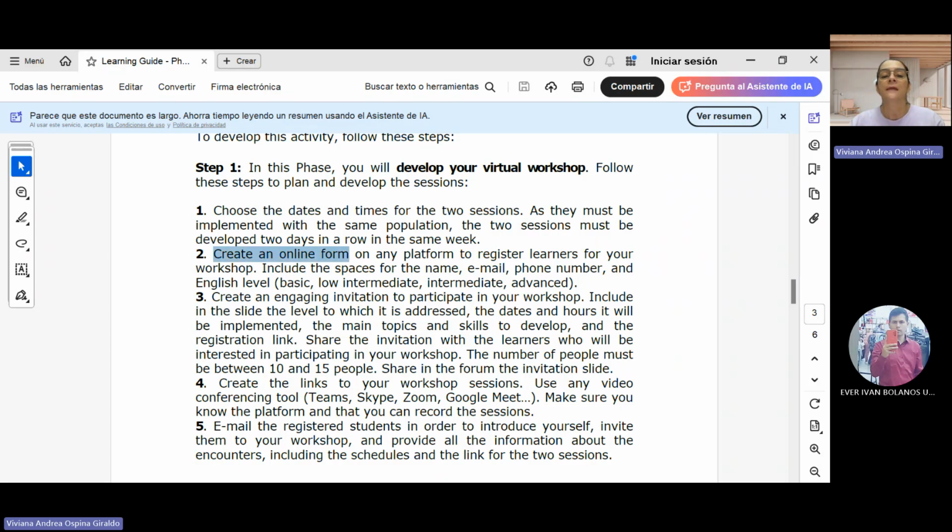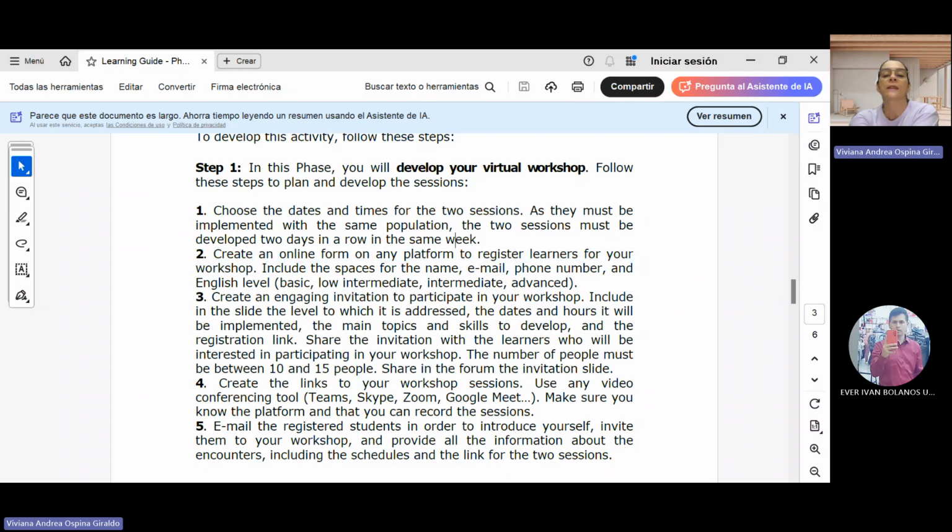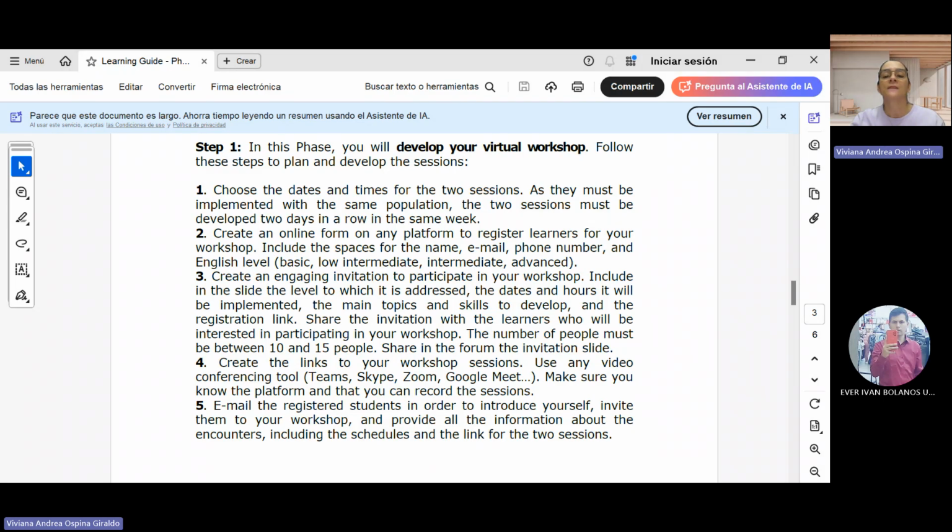You are going to create an online form on any platform to register learners for your workshop. You can do it in Google Forms, for example. Create a registration form. You need to include in the registration form the name, email, phone number, and the English level. Then you have to create an invitation for them to participate in your workshop. Include in the slide the level to which it is addressed.